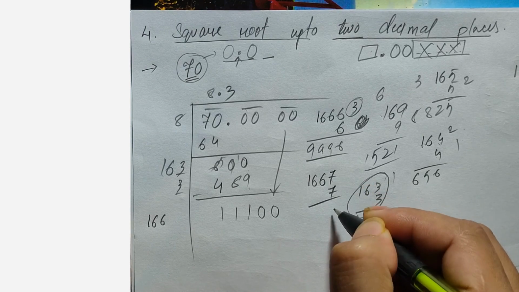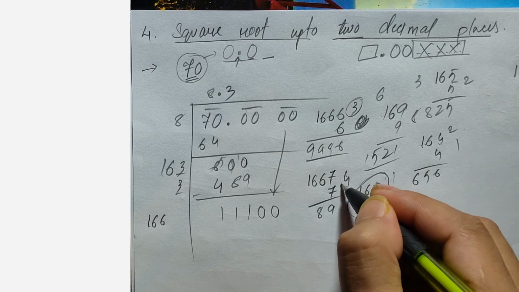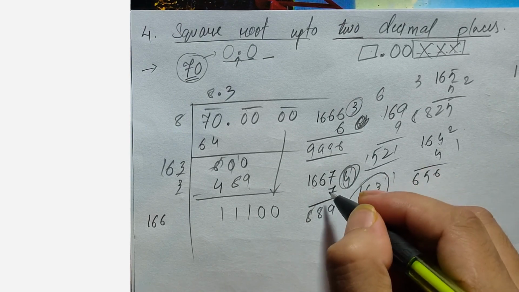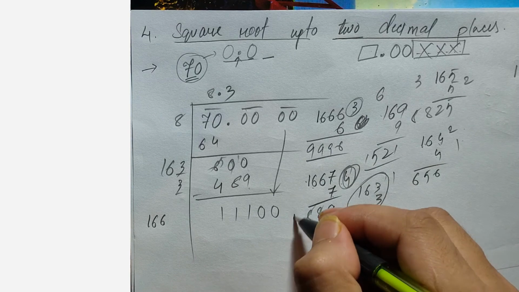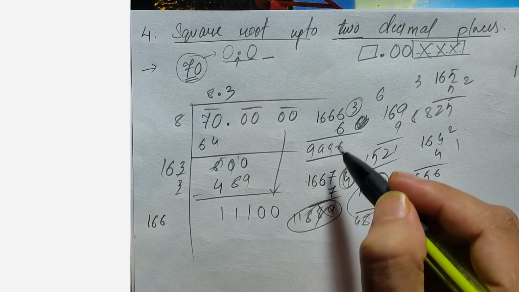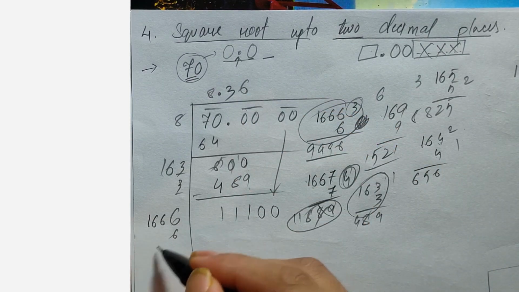1667 into 7. 7 sevens are 49, 9 carry 4, 7 sixes are 42, 46, same number. 7 ones are 7, plus 4, 11, so 1 1 8 9. So we see that this number doesn't qualify. It is greater than this number, so the best number we can take is 6. So 6, then we have 6 6.